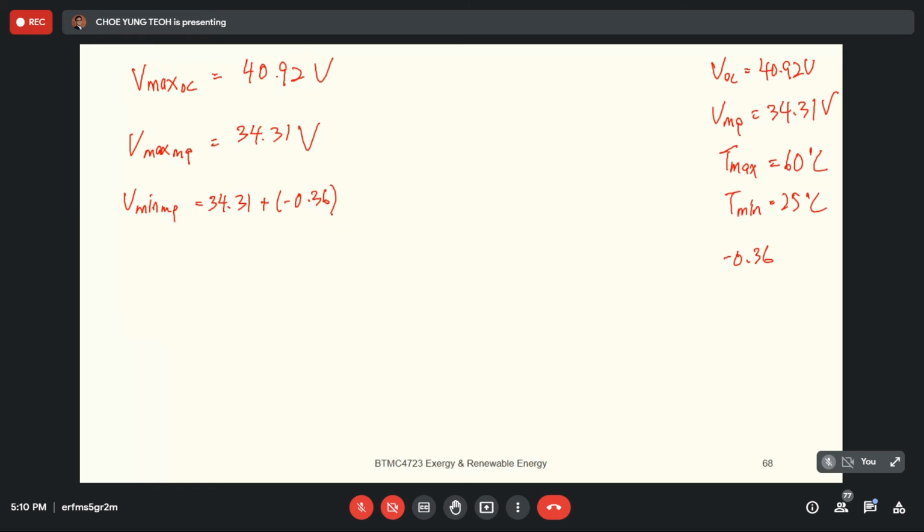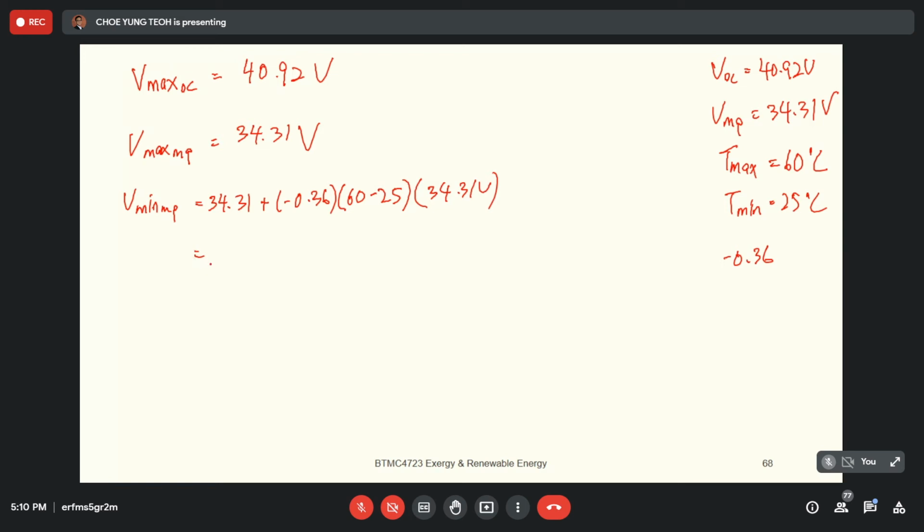Okay, and then how to write? Because it will drop 0.36%. So I multiply with the temperature change, 60 minus 25. And what else? I need to multiply with the 34.31 watt.